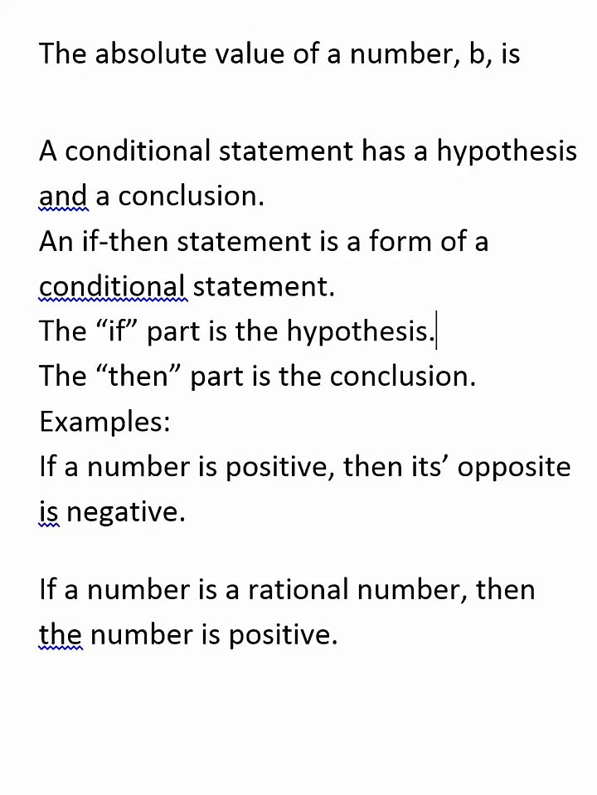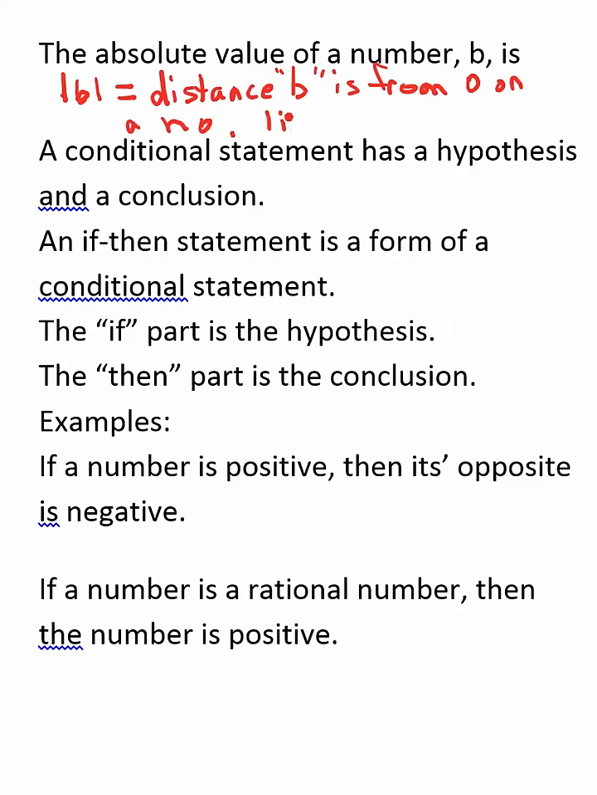Okay, the absolute value of a number b is written this way, with the b in absolute value bars. And as we said, I think it was last week, that it stands for the distance b is from 0 on the number line.